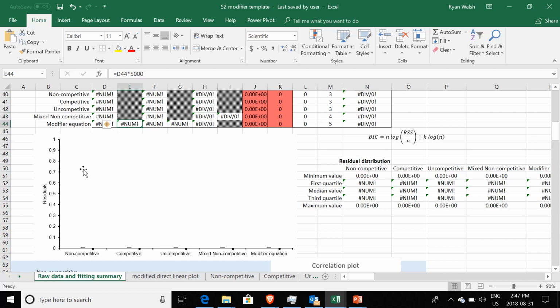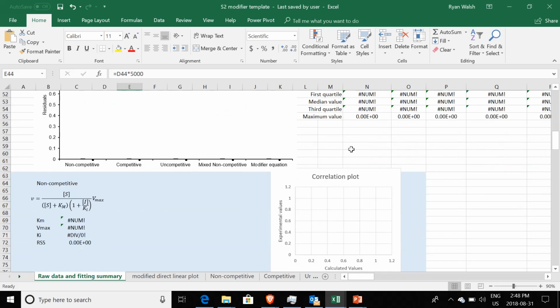And all the values used in the generation of the box plots are found here on the right. So you have your minimum, maximum, median, first quartile, third quartile, and I'll show that again when we get to put some data in here.